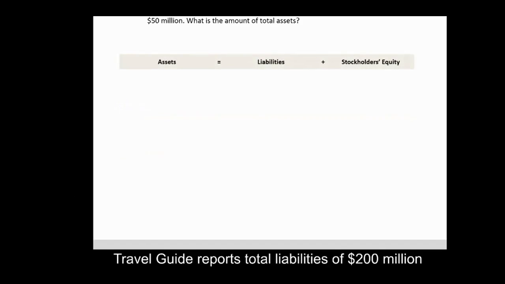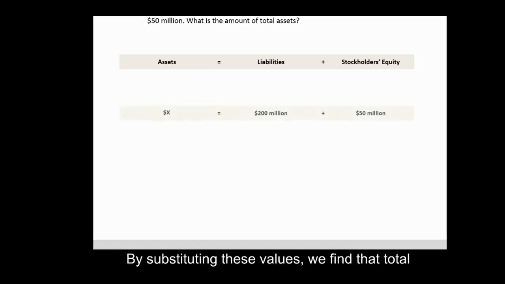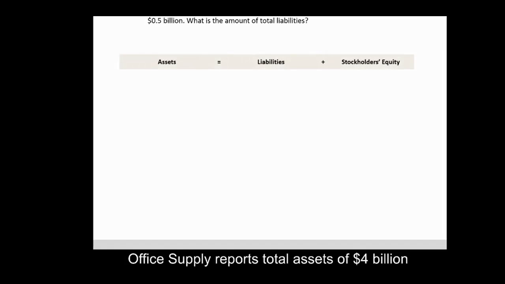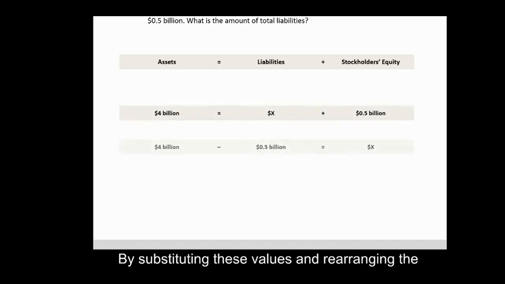Travel Guide reports total liabilities of $200 million and stockholders' equity of $50 million. By substituting these values, we find that total assets equal $250 million. Office Supply reports total assets of $4 billion and total stockholders' equity of $0.5 billion. By substituting these values and rearranging the equation, we determine the total liabilities to be $3.5 billion.